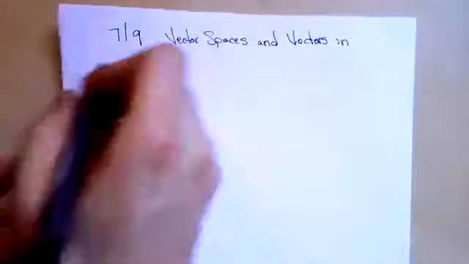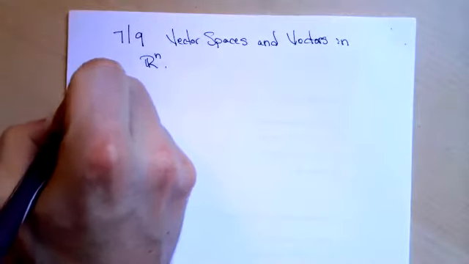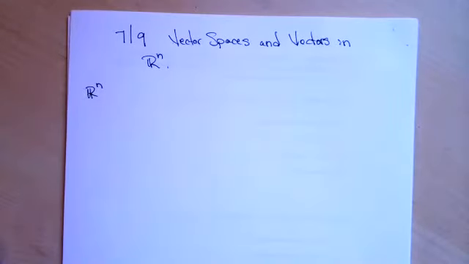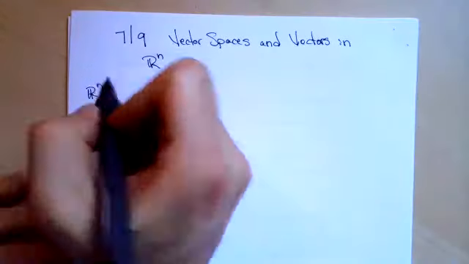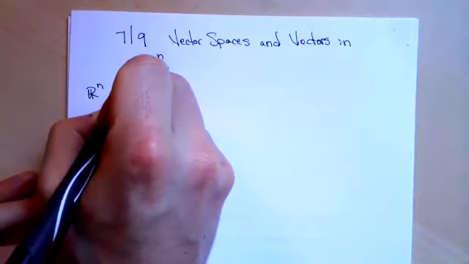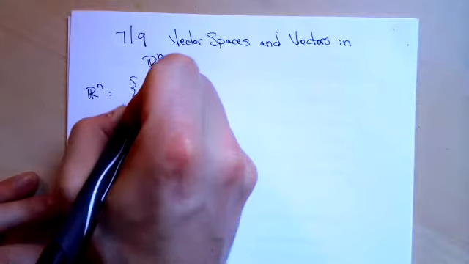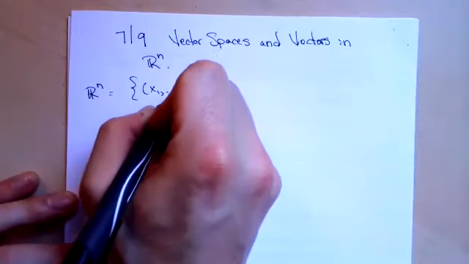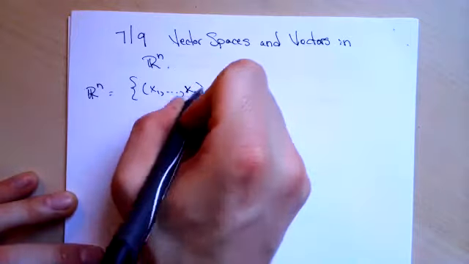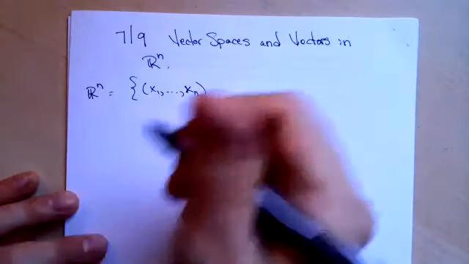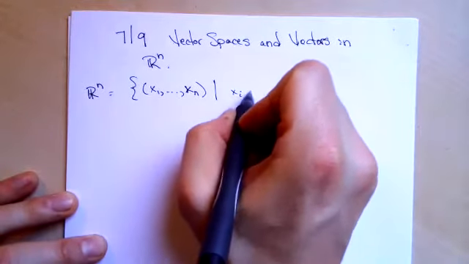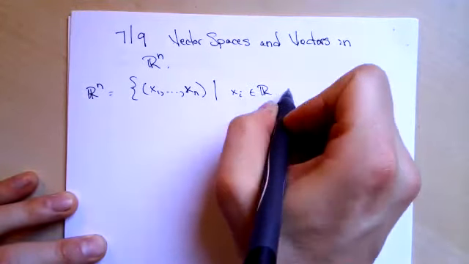So when we write R to the n, we call this blackboard bold. We can't write bold numbers when we're just drawing, so we put this extra line in it. It is an n-dimensional space over the real numbers. So it's going to be tuples of length n, where each coordinate is a real number.